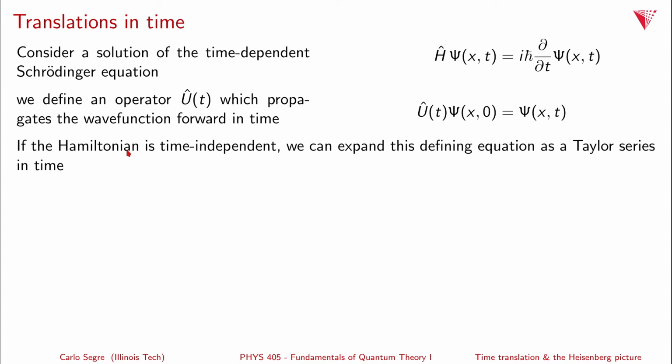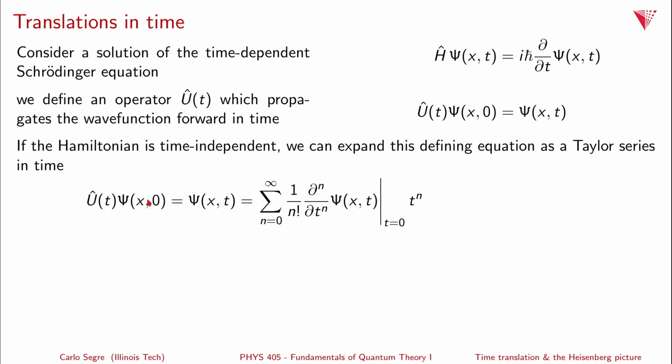If the Hamiltonian is time independent, we can expand this defining equation as a Taylor series in time. So U of t applied to psi of x and 0 is equal to psi of x and t, and we expand this around time equals 0. So this is equal to the sum from n equals 0 to infinity, 1 over n factorial, partial to the nth power with respect to t of psi of x and t, evaluated at t equals 0, times t to the nth.